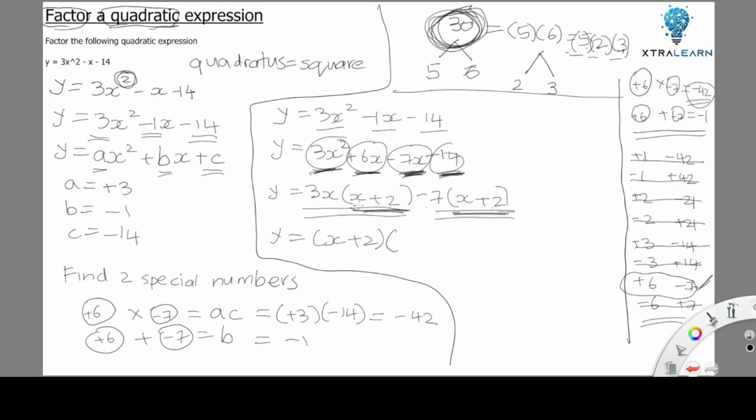Well, what's remaining? After we take the x plus 2 out of here, there's still the 3x remaining, so that goes in here. And after we take the x plus 2 out of the second part, there's this -7 remaining. And that's what goes in the second bracket. And as you can see, we have now obtained this factored version of the original quadratic expression that we had that was originally in standard form. And we have done factoring to get this into a factored form.